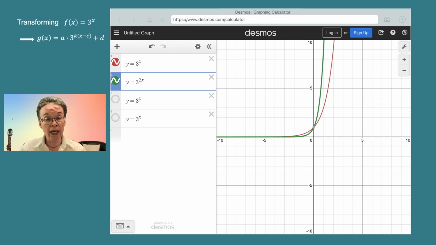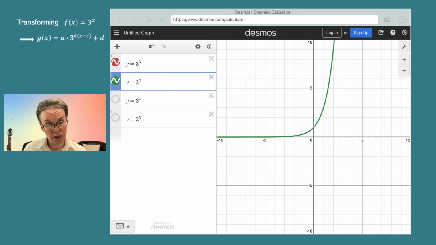Now, what happens if, oh, and by the way, if you remember, the compression is by a factor of 1 over the absolute value of k. It's always the reciprocal of what k is equal to. Again, if I'm going fast through this, it's because I am assuming at this point that you are familiar with the basic effects of transformations.